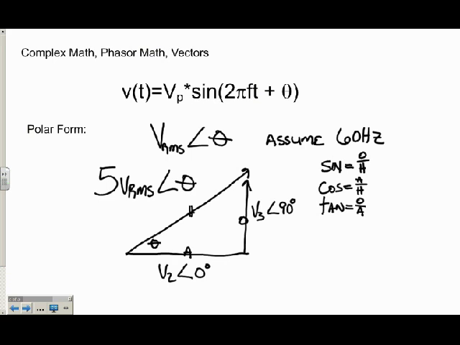We can also find it using c equals the square root of a squared plus b squared. This being c, this being a, this being b. We know 5 volts in a 3-4-5 triangle, so we're going to call V2 3 volts. We're going to call V3 4 volts. That is a way that we can express it in rectangular format. In our rectangular format, we express 3 plus j4.